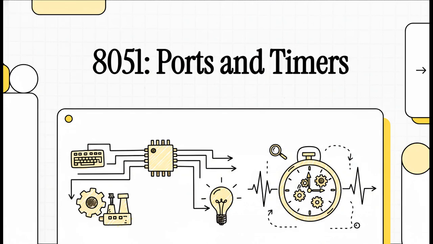You know, the 8051 microcontroller. It's kind of like the unsung hero in the world of electronics. It's this tiny brain powering everything from old-school keyboards to heavy-duty industrial machines, a real workhorse. But have you ever stopped to wonder, how does this little chip actually talk to the world, and how does it keep time so perfectly? Well, that's exactly what we're going to dig into.